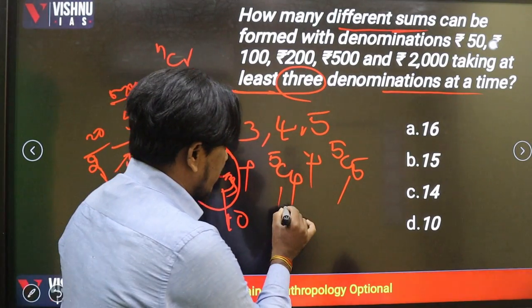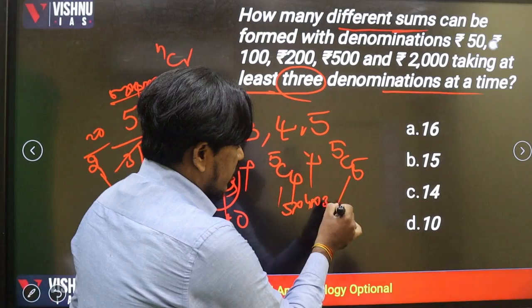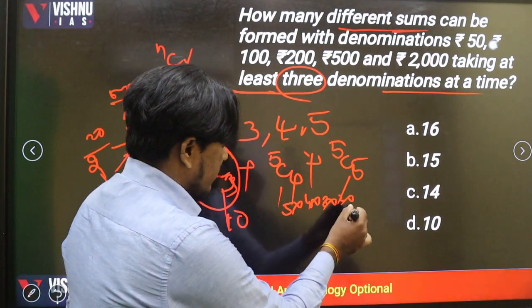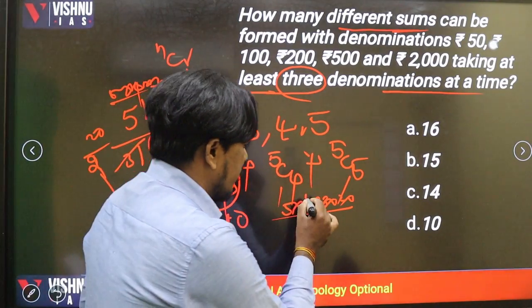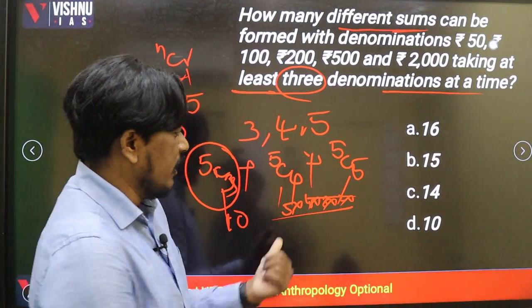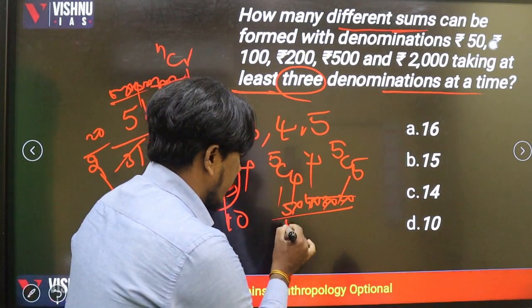Similarly, for this also, directly we can take 5 into 4 into 3 into 2 into 1 divided by, and up we will take again 4. Up to 4 it will be cancelled. Clear? Directly we have 5 minus 4, 1. Directly you will get 5. Here you can take 5.